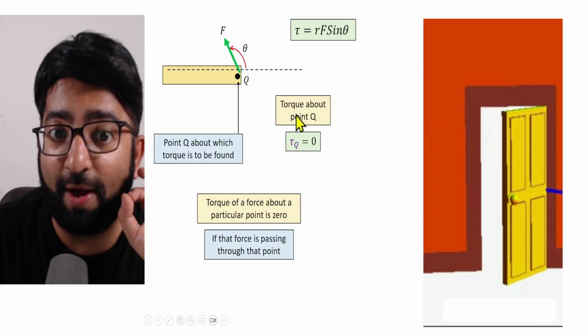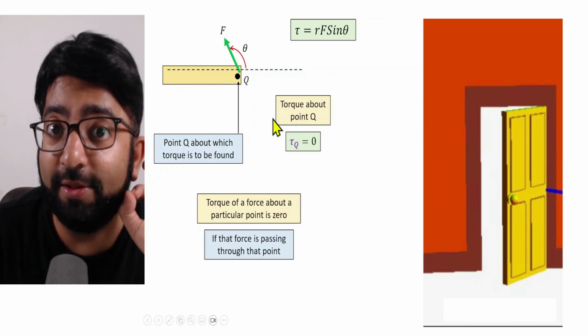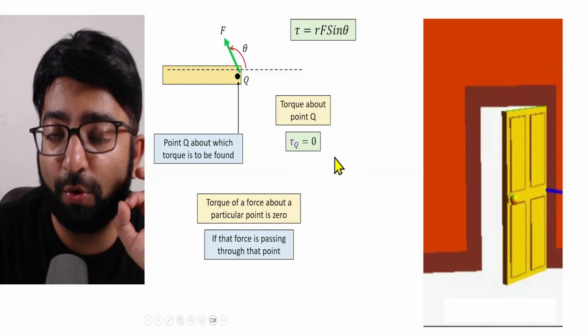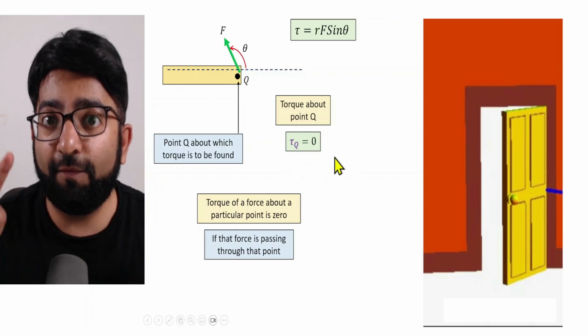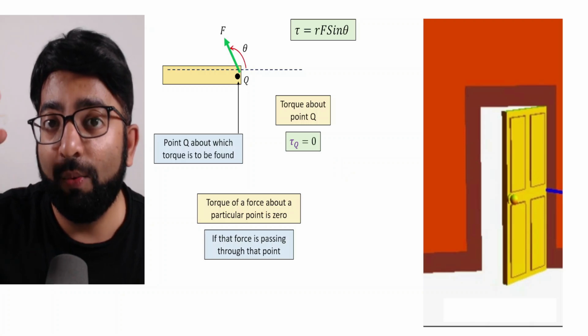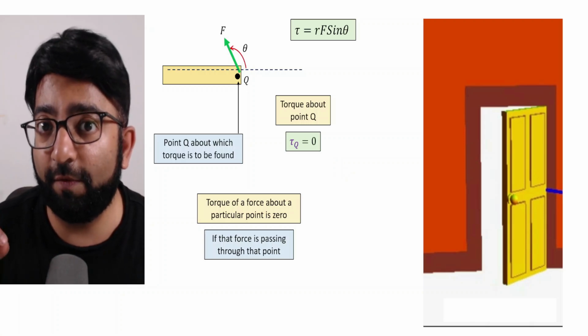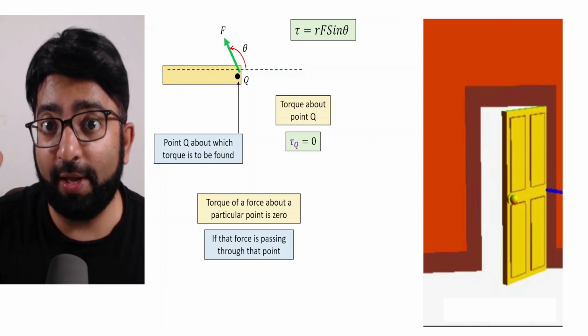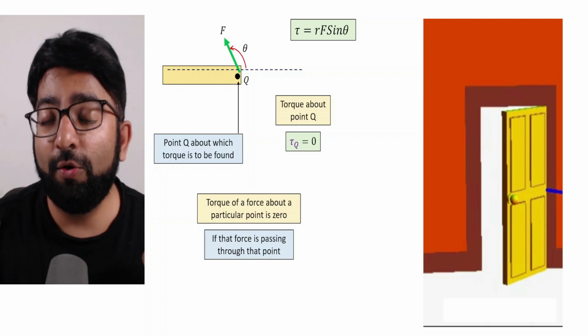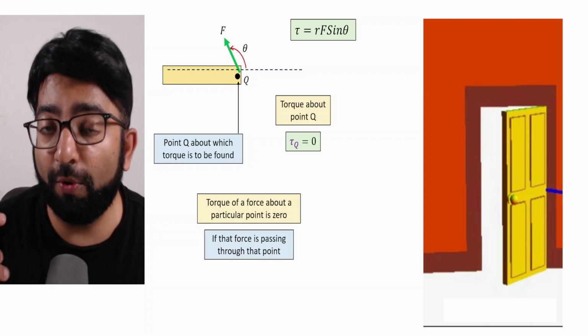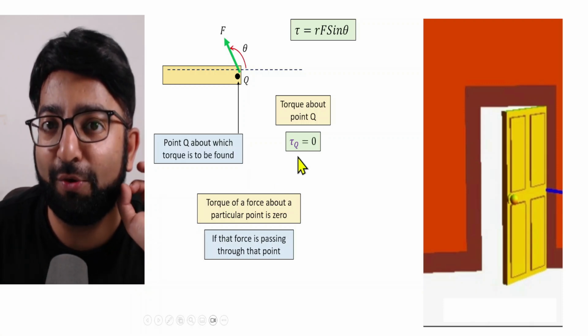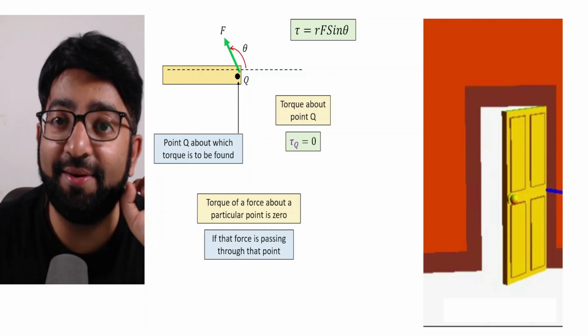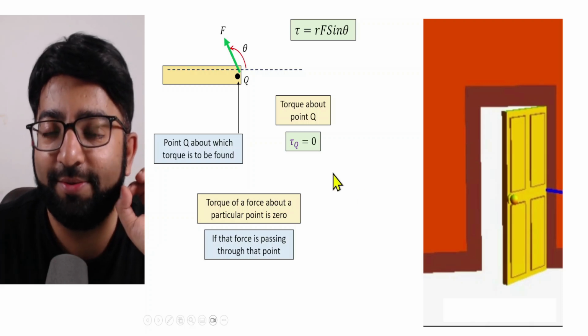If you do that, then the value of R will become 0 and the torque of that force will become 0, which means if you apply the force directly on the hinges, which is basically the axis of rotation of the door, then no matter how hard you push or pull, the door is never going to rotate because the value of torque is equal to 0. And this is the real world impact of torques.